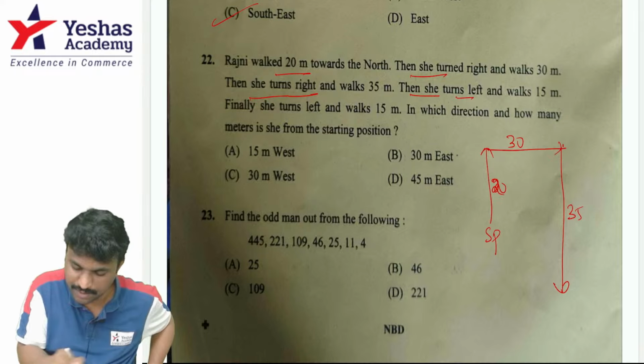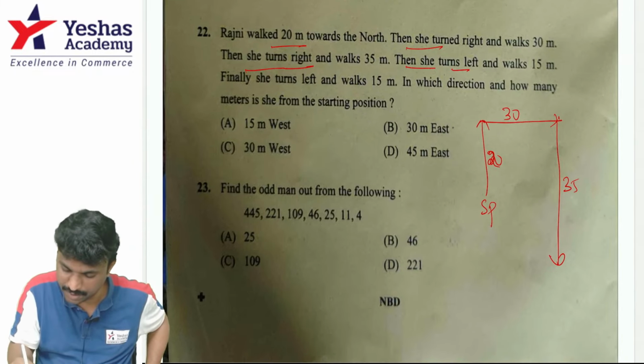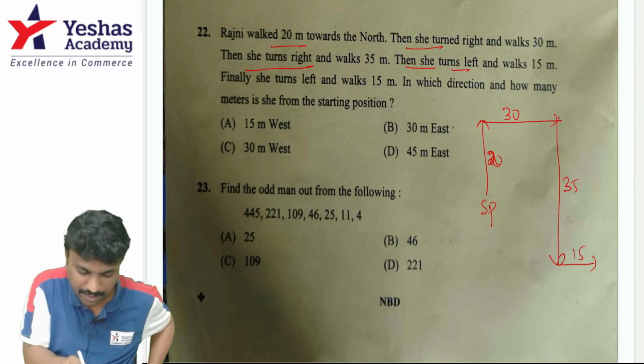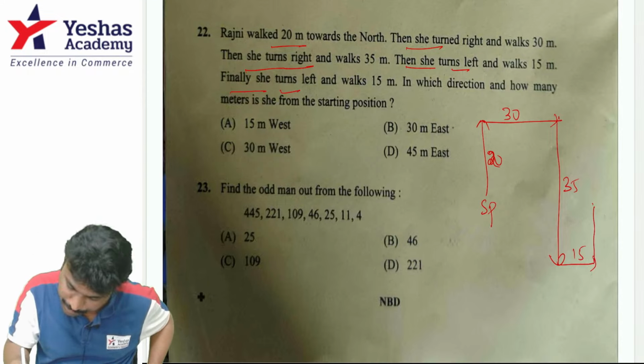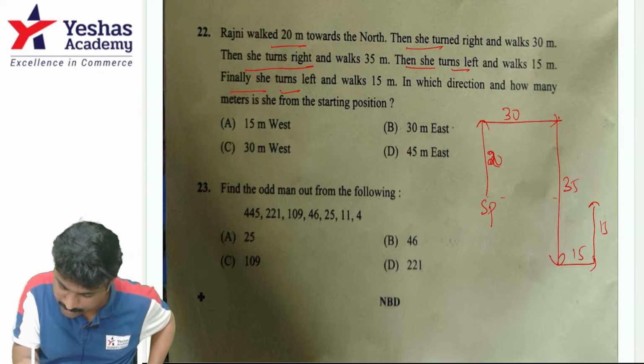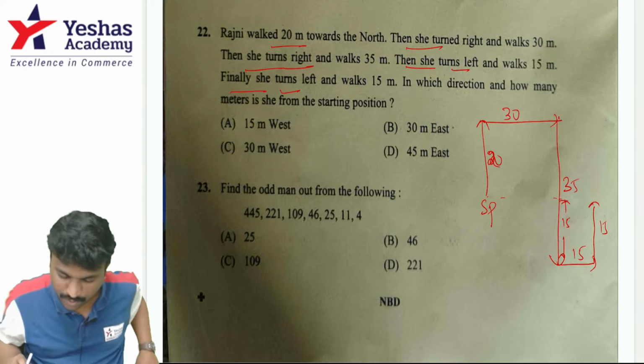And then she turns left. Left is our right. How much distance did she go? 15 meters. Then finally she turned to the left. Left is upwards. How many meters? 15 meters. Don't you think this is also 15? Yeah. Now, what is the question?